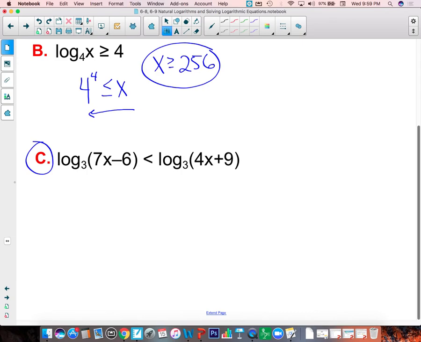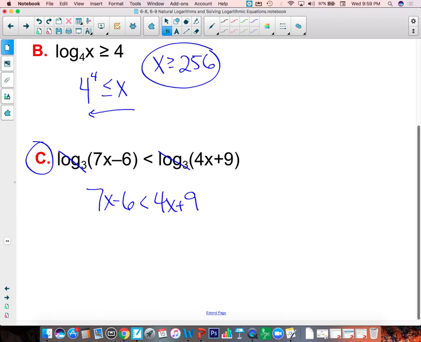All right, so looking at this, same thing we had before. Do we have the same log with the same base on each side? Yeah. So boom, boom, cancel that out. Then we have 7x subtract 6 is less than 4x plus 9. From there, you solve it just like a normal inequality.